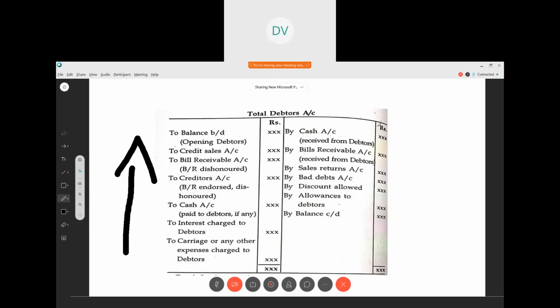What will reduce the value? By cash account. Cash received from the debtors will reduce the value. Bills receivable. Debtors are giving us the bill, it will reduce their value. Bad debts, sales return, discount allowances. Okay, then the closing balance. So this will reduce the value of debtors.